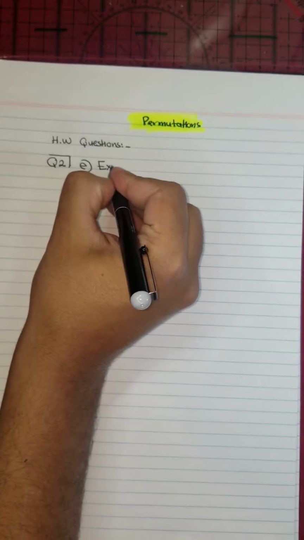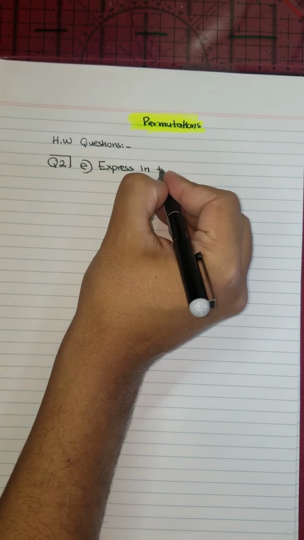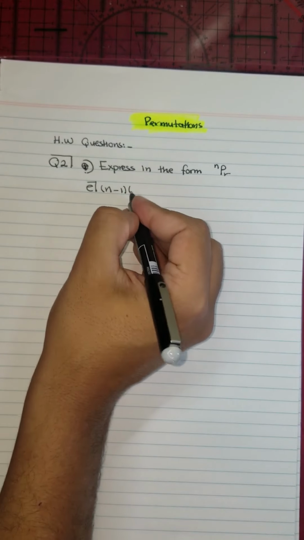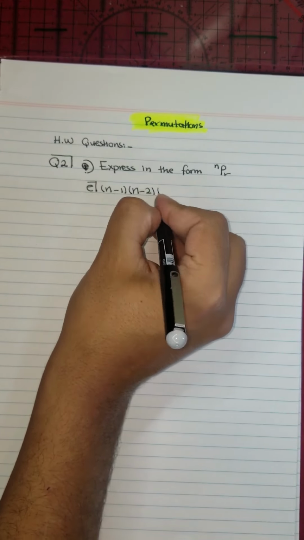So in part E, what was required is to express the answer in permutation form. They wanted us to write the answer that we already have in the form of permutation P, and the first one was part E, and in part E we had n-1 multiplied by n-2 multiplied by n-3 multiplied by n-4.